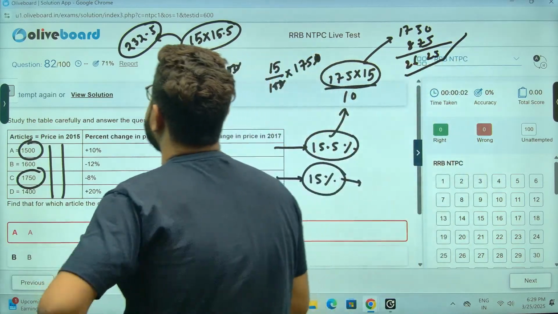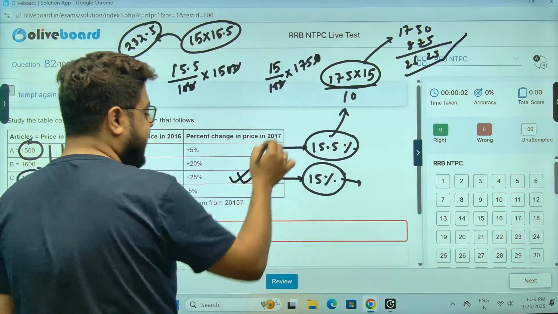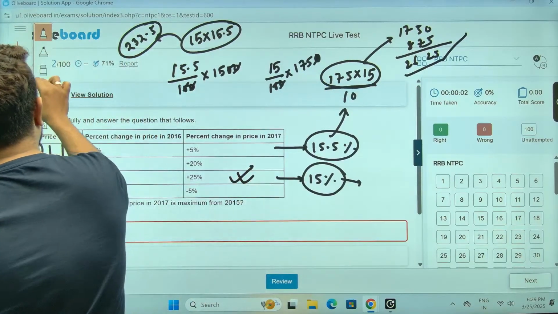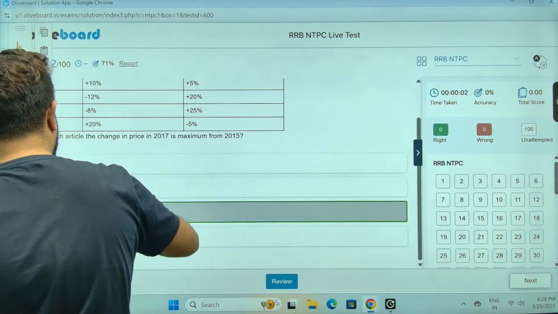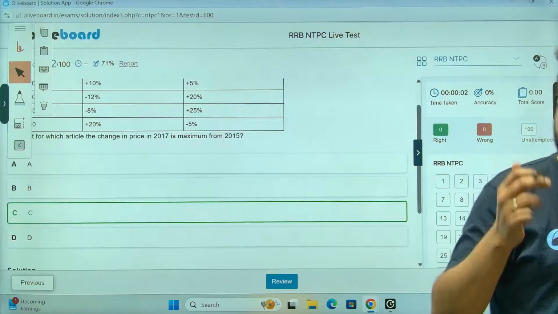This is bigger, sir. Option C will be the answer. This value is bigger, sir. C will be the answer. Yes, sir. I have not checked the value. I've just gone with the percentage.